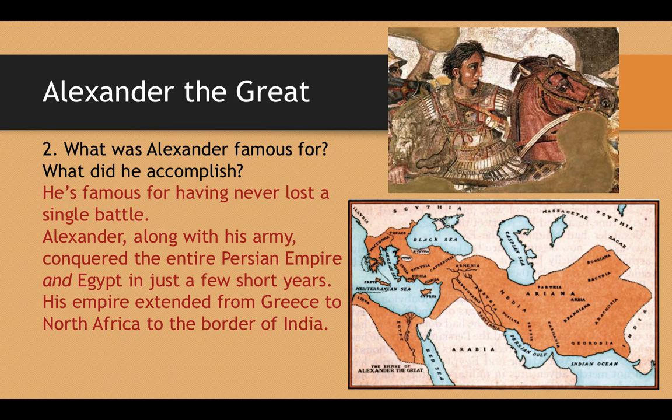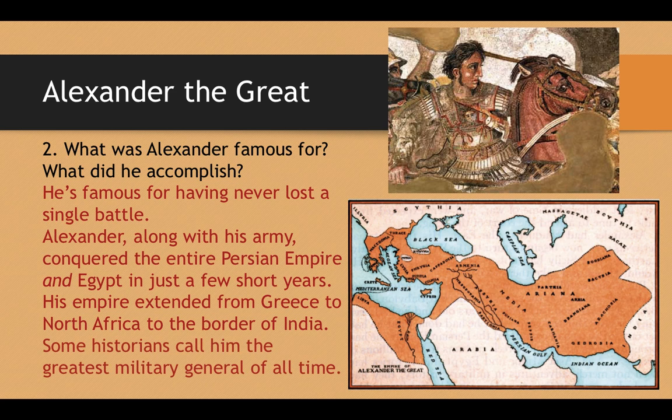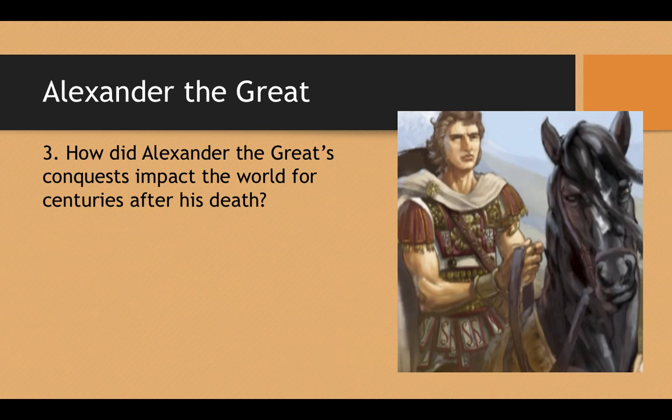They had taken over a huge chunk of the world, pretty much all of Southwest Asia, even into parts of Europe, okay? And Alexander, in just a few short years, about a decade, conquered all of the Persian Empire. All that area in the orange was conquered by Alexander and his army. So his empire extended from Greece to North Africa all the way to the border with India. And some historians call him the greatest military general of all time.